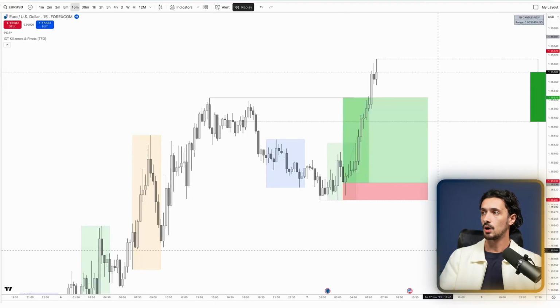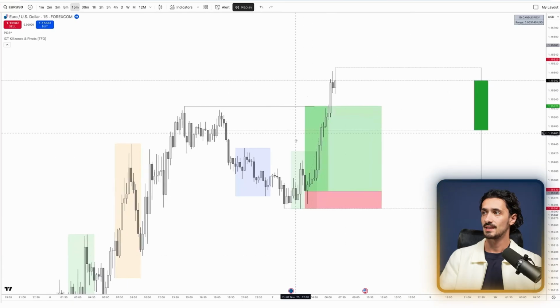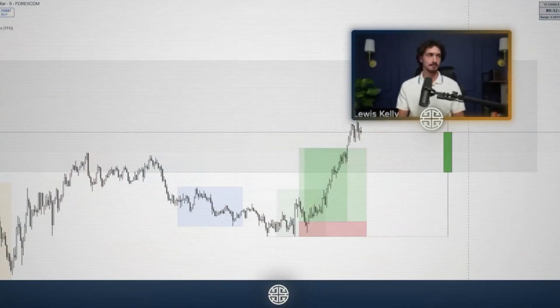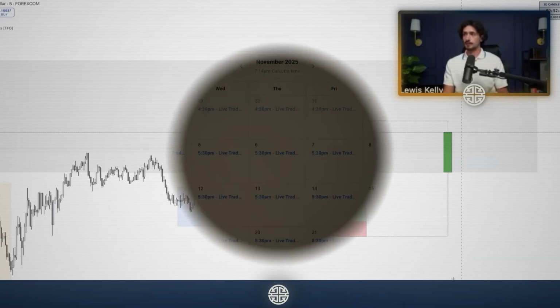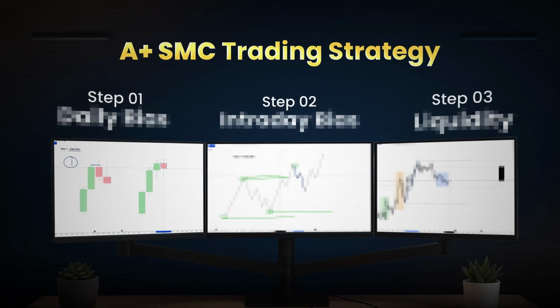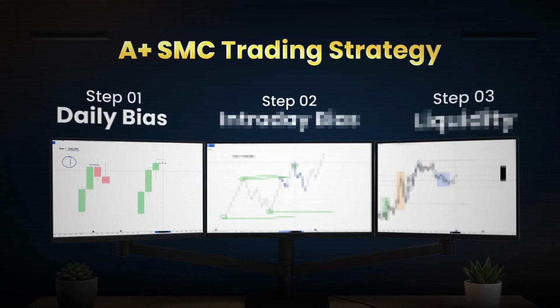So as you can see on screen right now, this is the exact trade that was produced from this strategy. It's also the exact trade that so many of my members took because I forecasted it live ahead of time with my live trading students. So step 1 is the daily bias.